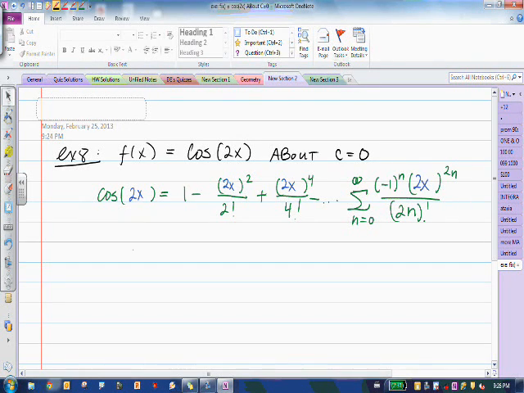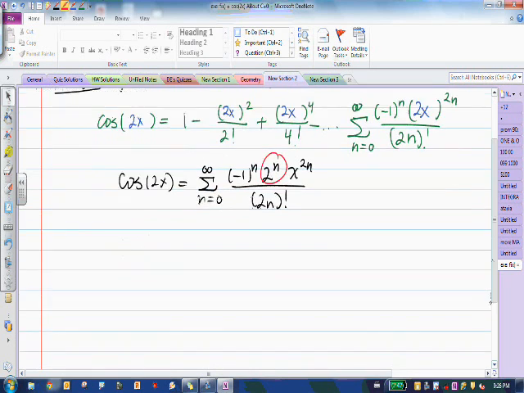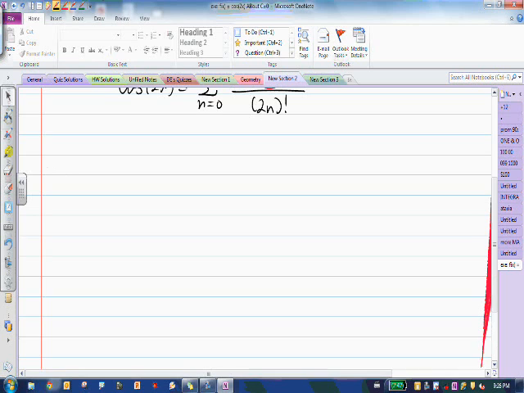So the power series for cosine of 2x works out to be sigma n equals 0 to infinity, negative 1 to the n. Notice there's a 2 to the n, and then an x to the 2n, all over 2n factorial. This 2 to the n part is actually what takes care of the chain rule if you were to do this the long way using the formula, because every time you take the derivative, an additional 2 is going to pop out. Okay, let's take a look at a similar example.